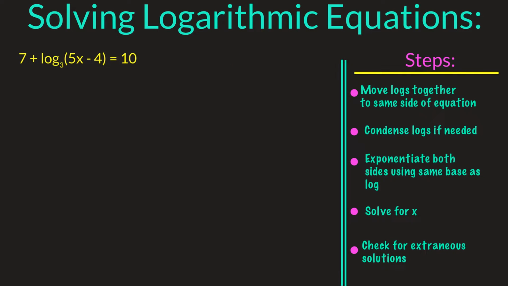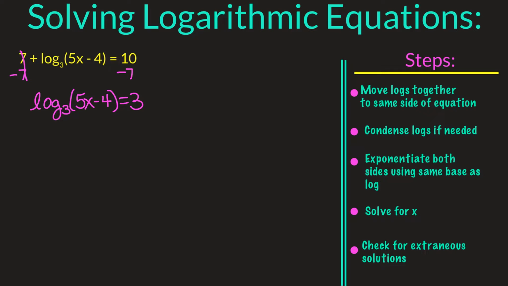All right, so let's look at this first example. We're going to need to get the log by itself, so we're going to subtract 7 on both sides. That's going to give you log base 3 of 5x minus 4 equals 3. Okay, now since we have a single log, we don't need to condense it. So what we're going to do is exponentiate both sides.